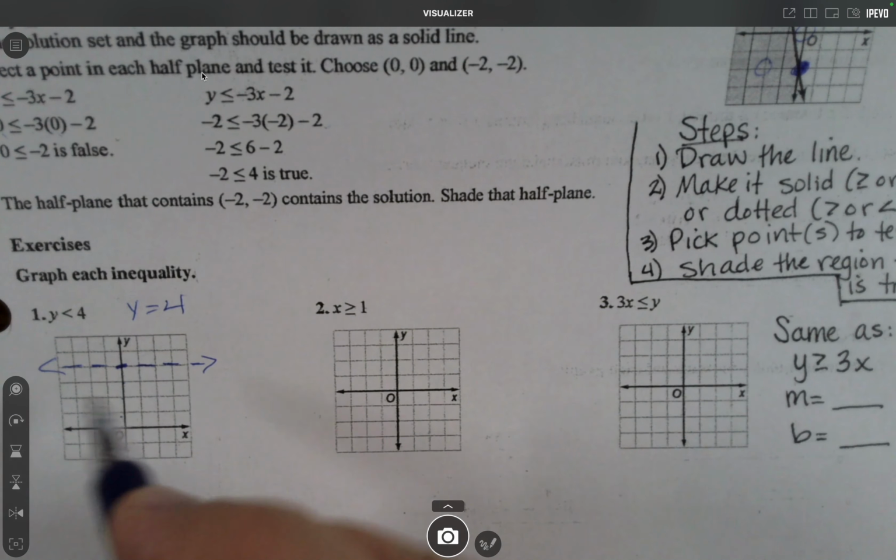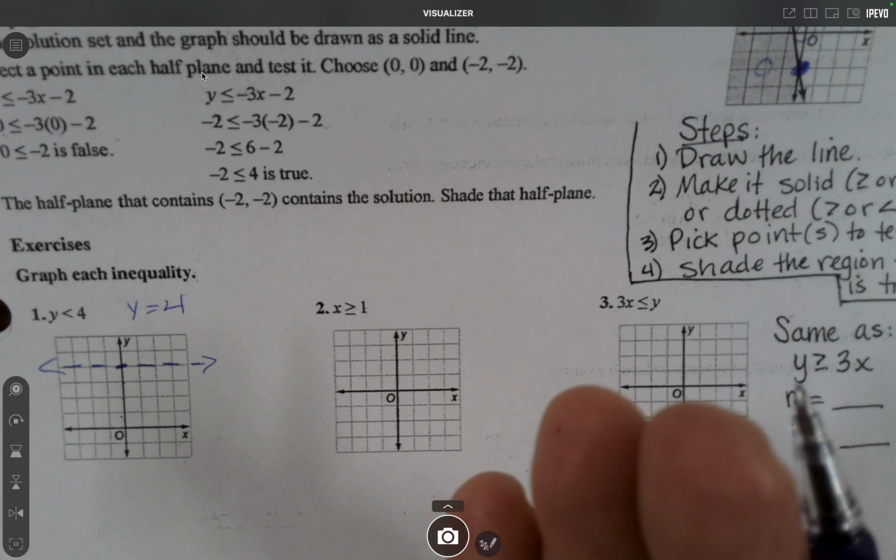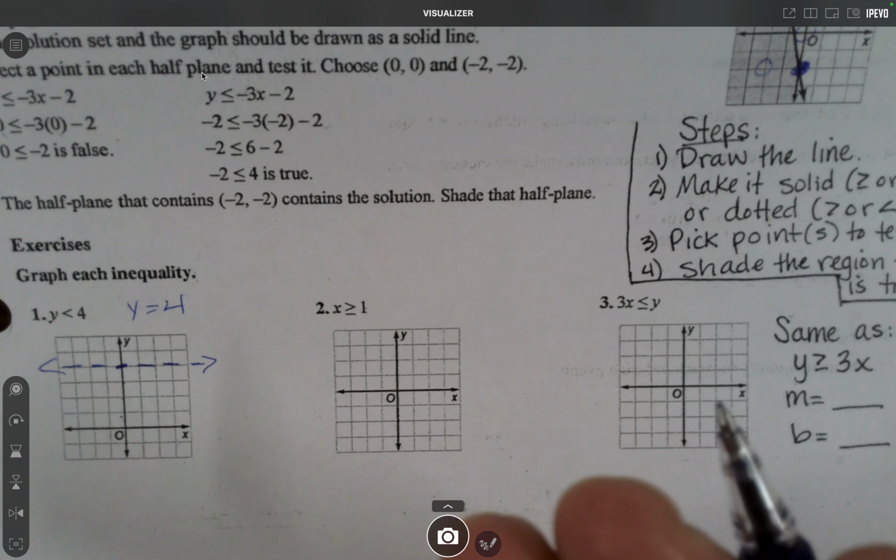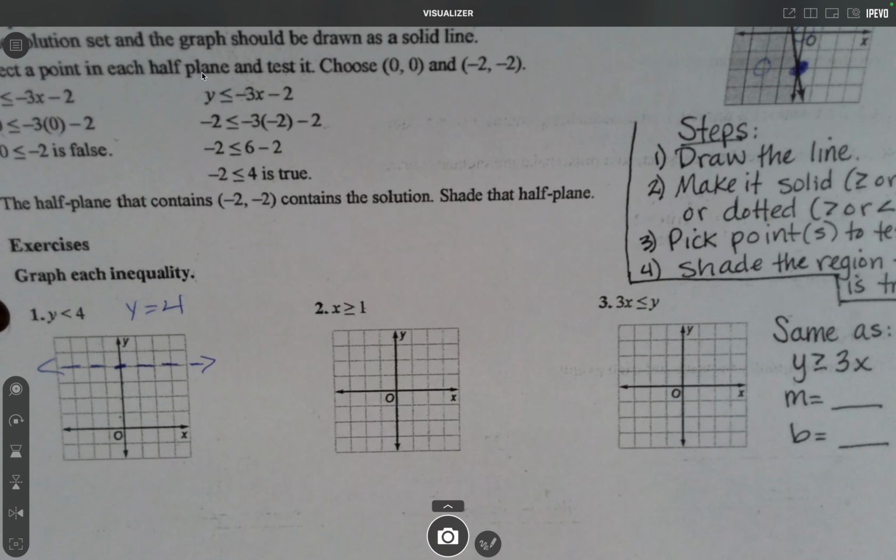Okay, so again, I would just pick 0, 0 anytime I can. The only time you can't pick 0, 0 is if the line actually crosses the origin at 0, 0. Then you've got to pick something different. I think we'll see that on number 3.